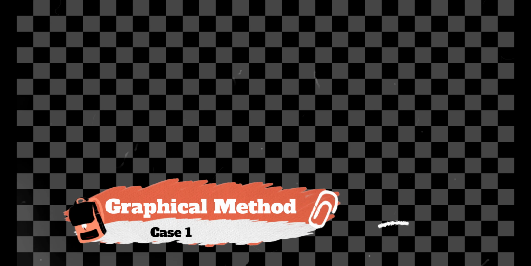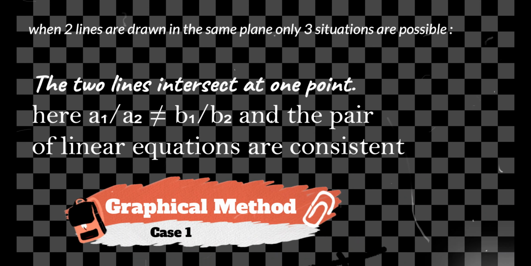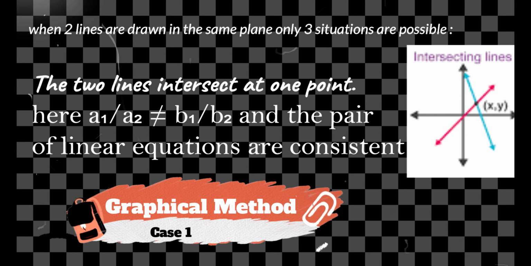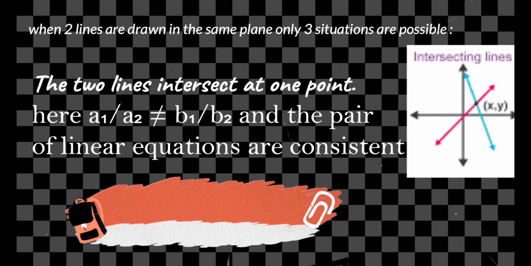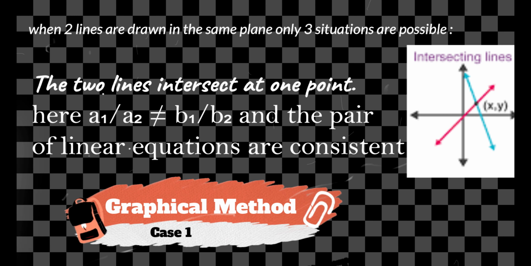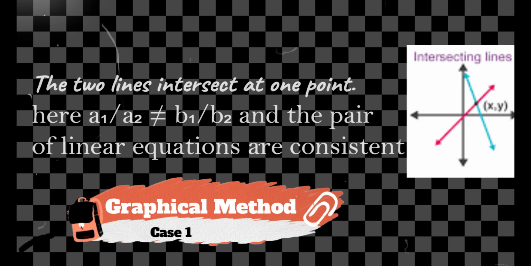When a pair of linear equations are drawn in the same plane, then three situations are possible. Situation 1 or case 1: the two lines intersect each other. Here a1/a2 is not equal to b1/b2, and the pair of linear equations are consistent.